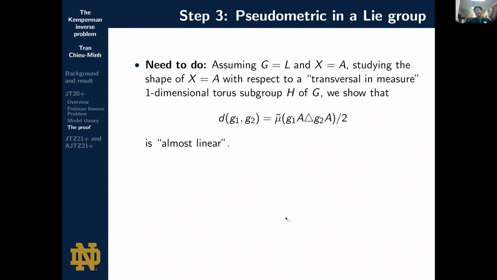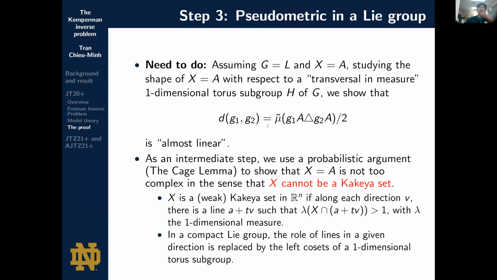All right, so finally, we need to start from the group G, and we need to construct the pseudometric. And in that, we need to look at this pseudometric that is defined by symmetric difference, and we need to show that this is almost linear. So basically, we need to show that this is an approximate Lie algebra homomorphism in some way.